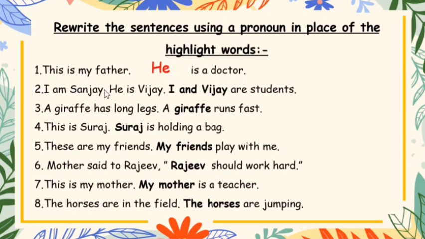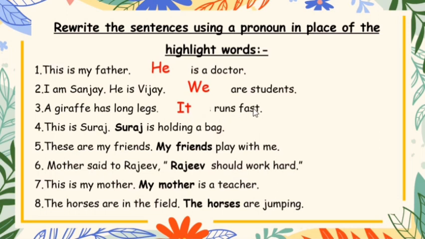I am Sanjay. He is Vijay. I and Vijay are students. So which pronoun will you use in place of I and Vijay? We. Yes. We are students. A giraffe has long legs. A giraffe runs fast. In place of giraffe, we will use the pronoun it.